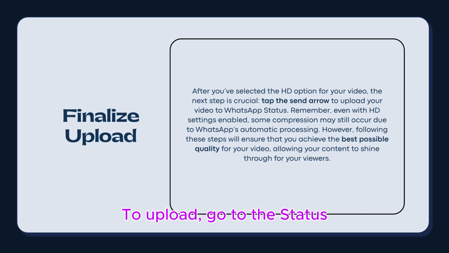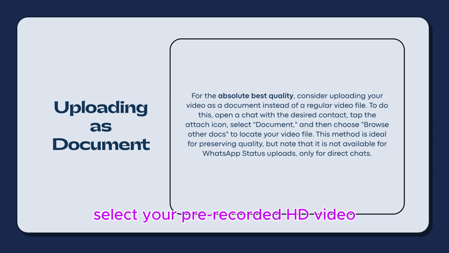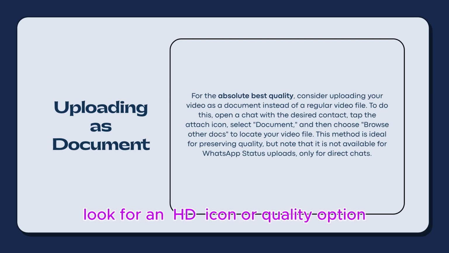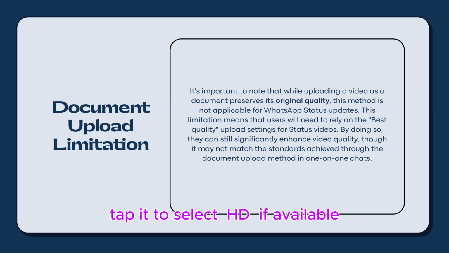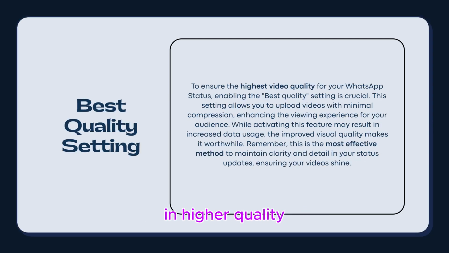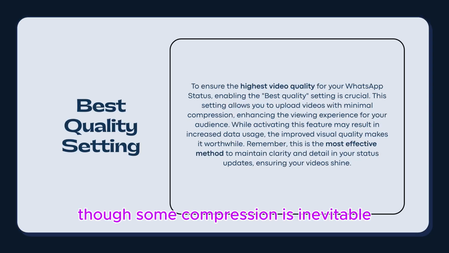To upload, go to the Status tab and tap the camera icon. Instead of recording directly, tap the gallery icon to select your pre-recorded HD video. Before sending, look for an HD icon or quality option. Tap it to select HD if available. On some newer versions, WhatsApp automatically detects and suggests HD. Tap the send arrow. The video will be uploaded in higher quality, though some compression is inevitable.